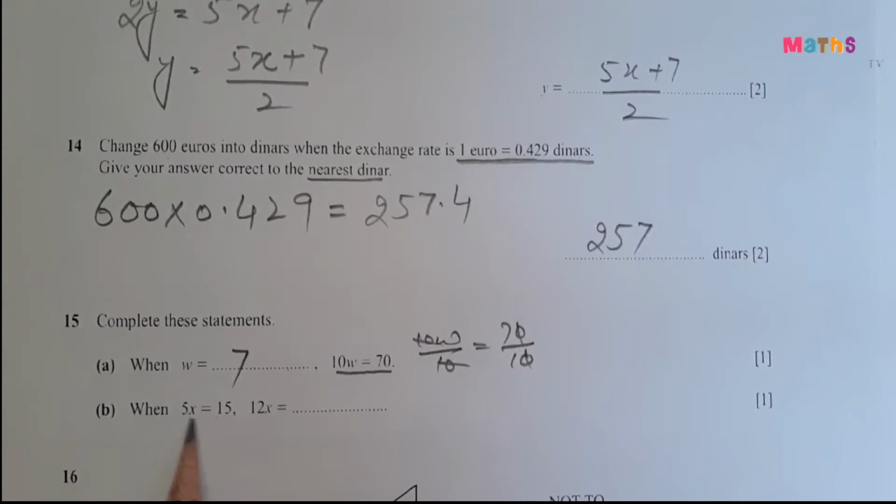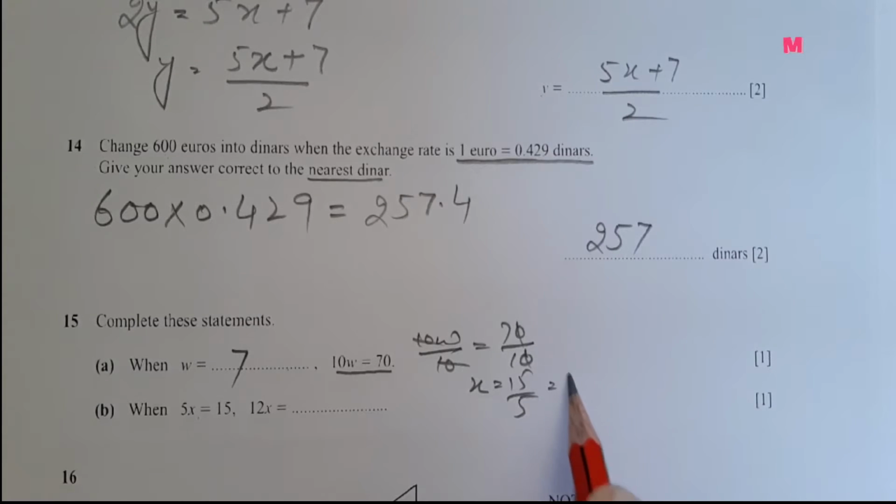Similarly, 5x is equal to 15 means x will be equal to 15 over 5, which is equal to 3. So x is equal to 3, 12x will be equal to 12 into 3, which is 36. So we can write this as 36.